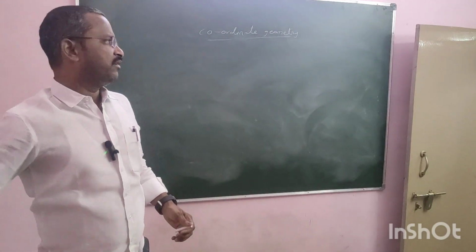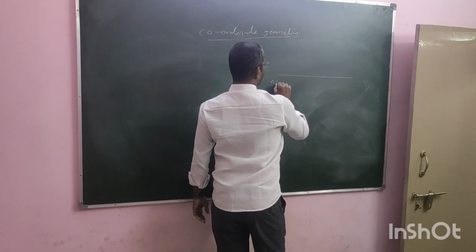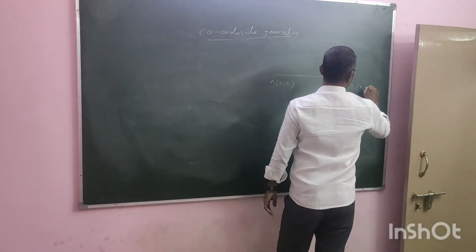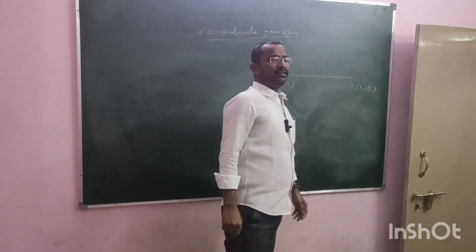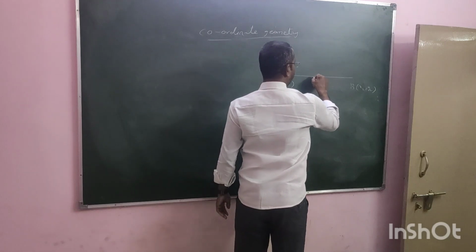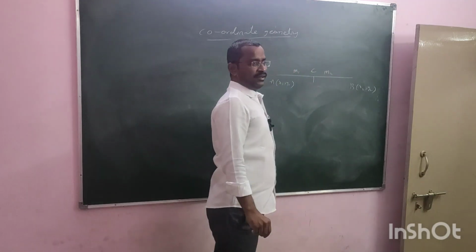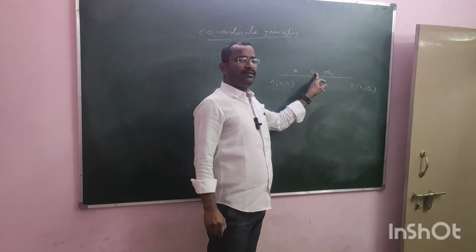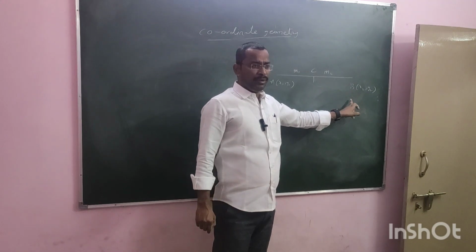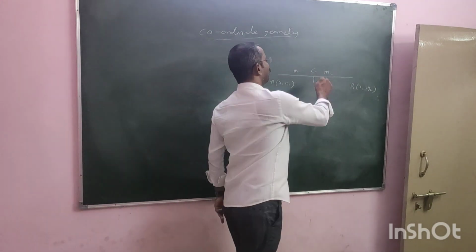What do you mean by a sectional formula? See, for example, let's take the two coordinates A(x1, y1), B(x2, y2). There is a point C on the line segment which divides AB in the ratio m1 is to m2. It means C is the point dividing the line segment joining AB in the ratio of m1 is to m2. Then you need to find out C.